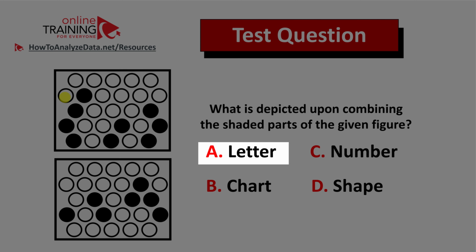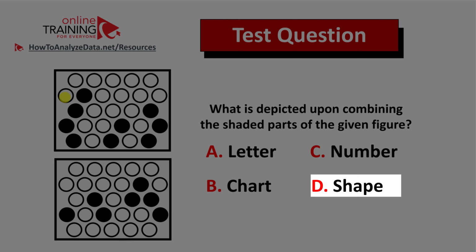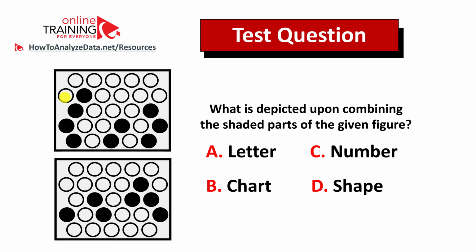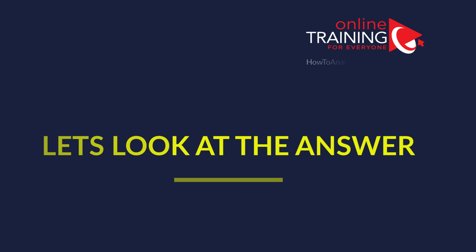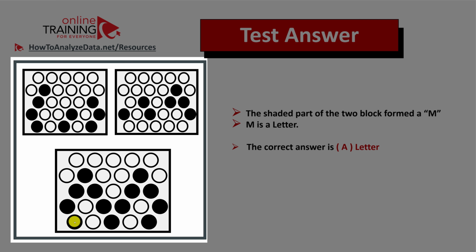Choice A, letter. Choice B, chart. Choice C, number. And choice D, shape. Can you visualize the answer? Give yourself 5 to 10 seconds to see if you can come up with the answer. Did you figure out the answer? Let's continue to see how we can get to the correct solution together. As you can see, upon combining two rectangles, M can be formed, and M is the letter.